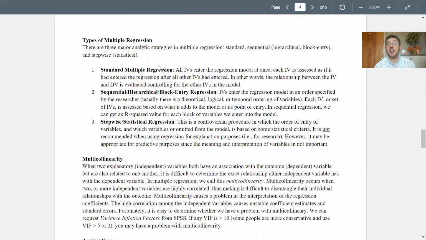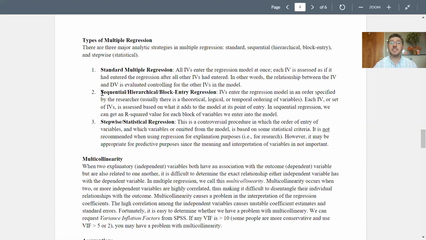There are 3 different types of multiple regression, or 3 different analytic strategies. We're going to mainly talk about the first 2, the standard multiple regression. Basically, it just means that we've entered all the independent variables into the model simultaneously. They're all in the model at one time. And then each independent variable is evaluated while controlling for all the other independent variables in the model.